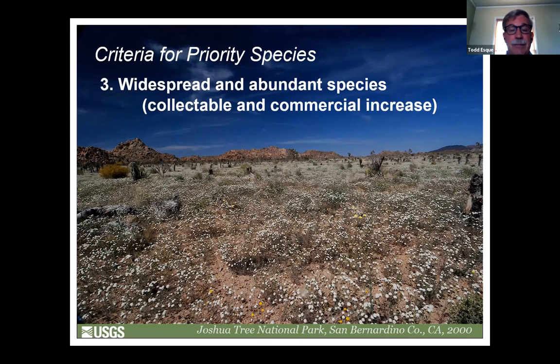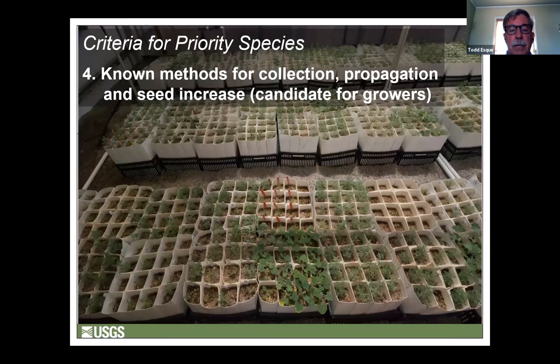The fourth criterion for being included in the priority species list was that there were known methods for collection, propagation, and seed increase to make it a strong candidate for the growers that the BLM could involve to increase the seed available, which is part of the program that Judy Perkins runs out of BLM in California.